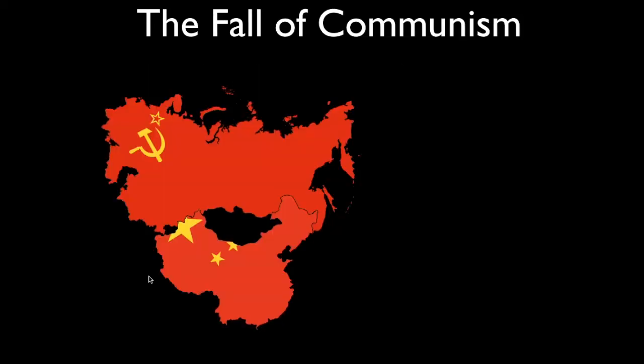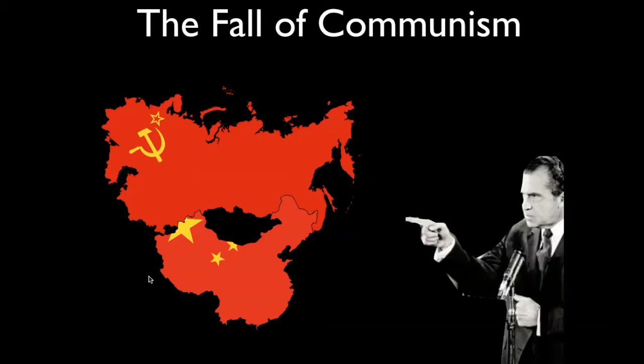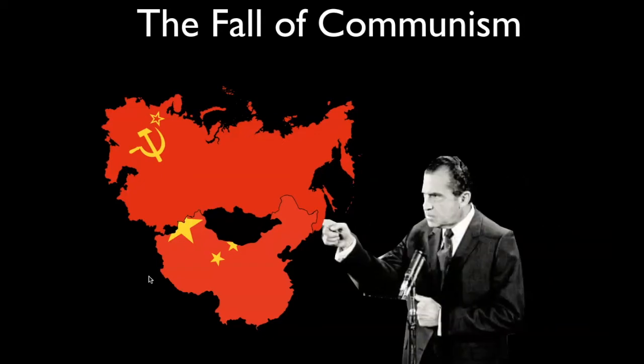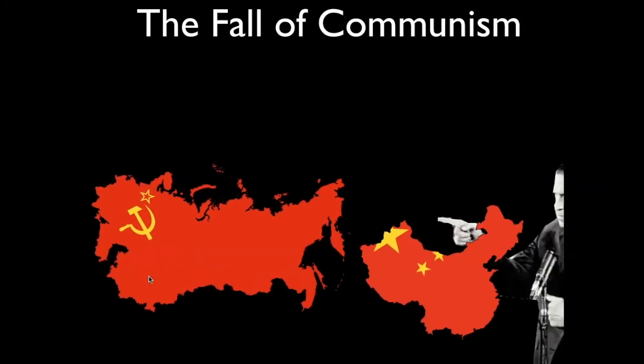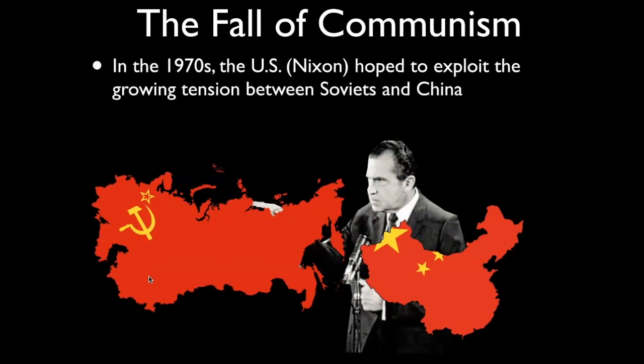In the 1970s, there was growing disagreement also between the two dominant communist countries, the Soviet Union and the People's Republic of China. And the United States, and specifically President Richard Nixon, tried to really take advantage of that. Tried to figure out a way to drive a wedge between these two large global communist superpowers. And so in the 1970s, Nixon hoped to exploit that growing tension between the Soviets and the Chinese.